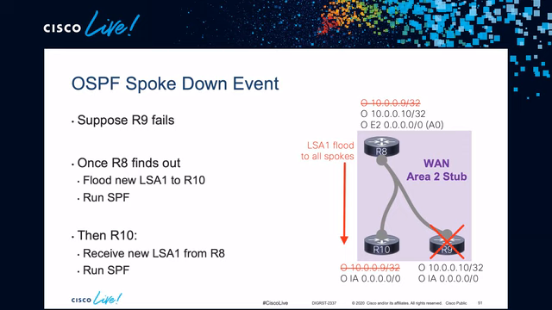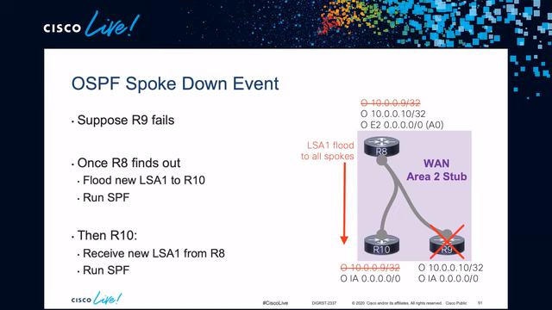If we only use a totally stubby area, let's walk through what happens if a site goes down. If R9 fails, of course R8 is going to find out when it stops receiving hellos from R9, so the neighbor is going to fail as expected. R8 is going to flood a new type 1 LSA or router LSA to all the other spokes in the network. It basically needs to tell them I no longer have a point-to-point connection to R9 over this WAN. Because R10 received a new type 1 LSA from R8, there's been a topology change, and guess what? Every router in the area has to rerun SPF because of that change.